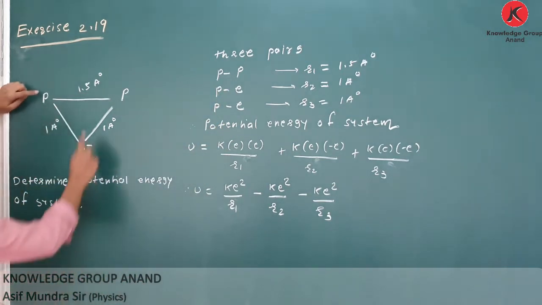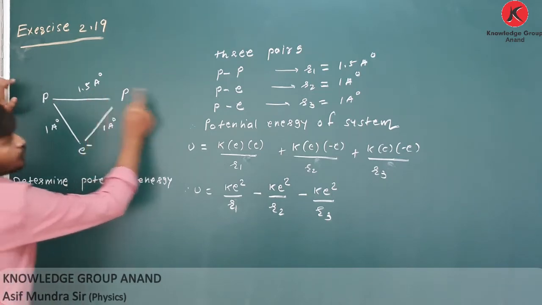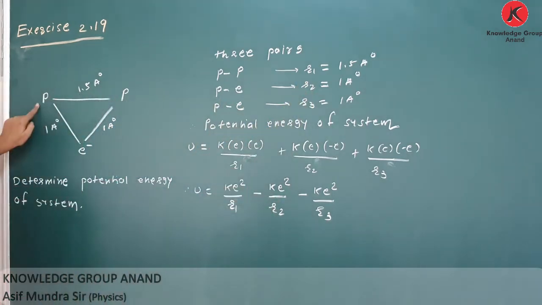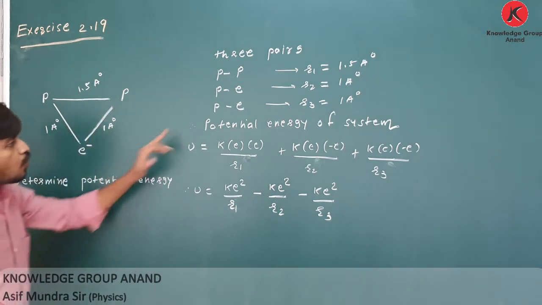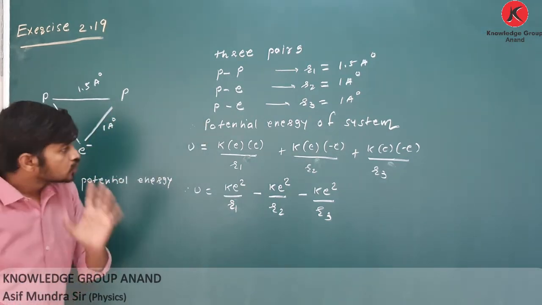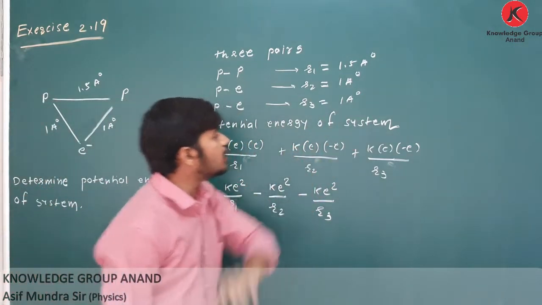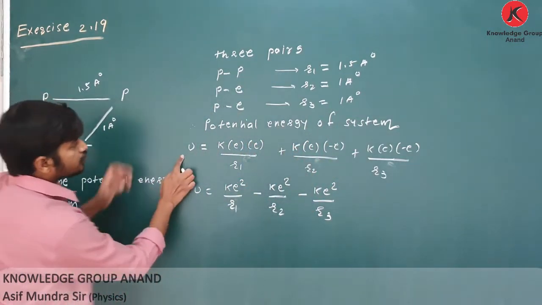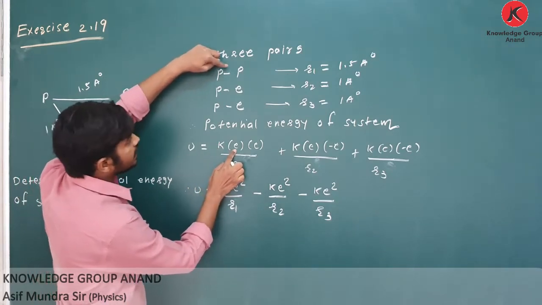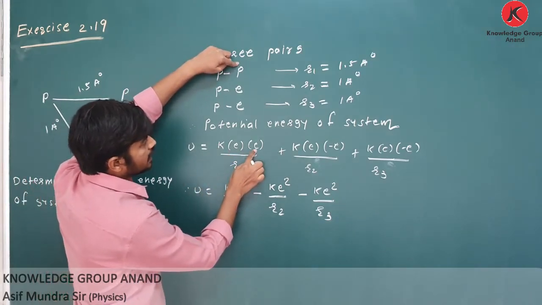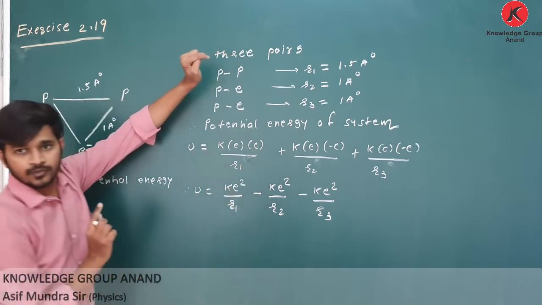What is the distance between these two protons? 1.5 angstrom. Between proton and electron, 1 angstrom. Between proton and electron, 1 angstrom. Okay. So what is the potential energy of the system? U is equal to, for this pair, K. What is the charge on proton? E. Distance between them, R1. Clear?